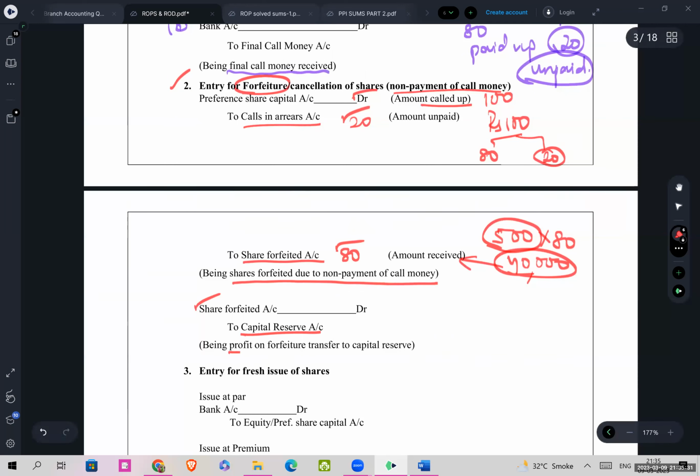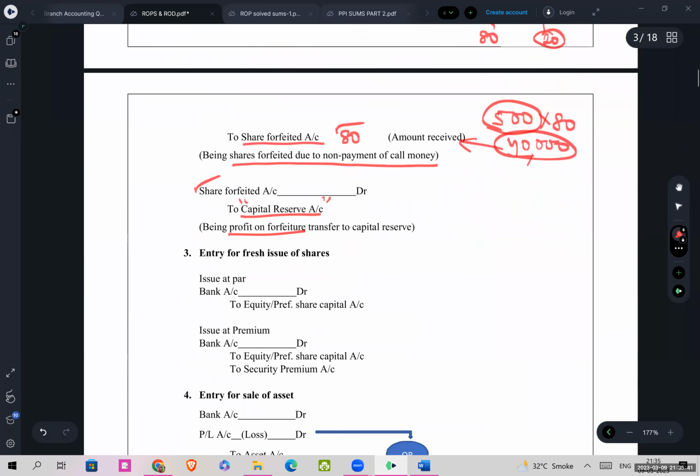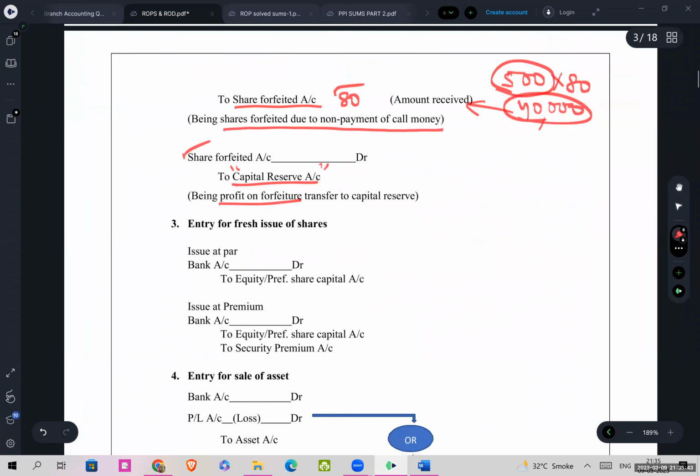As I told you that it's a profit. Share forfeiture is profit from company's point of view. So that profit you will transfer to capital reserve. Okay. The next third step is entry for fresh issue of shares.